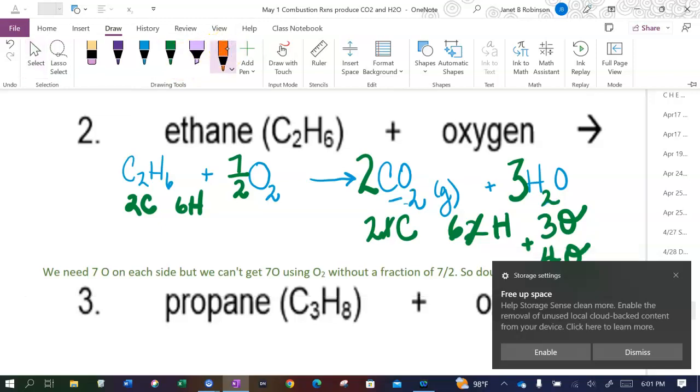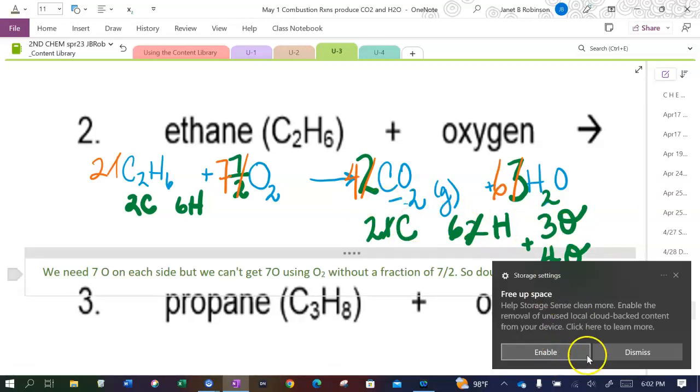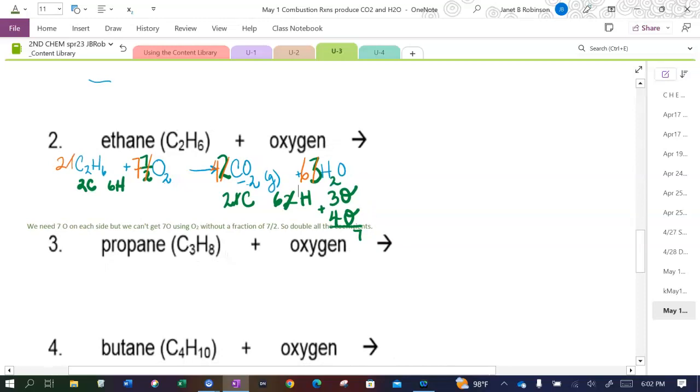Okay. All right, so we had 1 here, and now we have 2. We had 7 halves here, and now we have 7. We had 2 here, so now we have 4. And we had 3 here, so now we have 6. All right. And that's how we were able to balance one that when we first balanced it, we had to put a fraction.